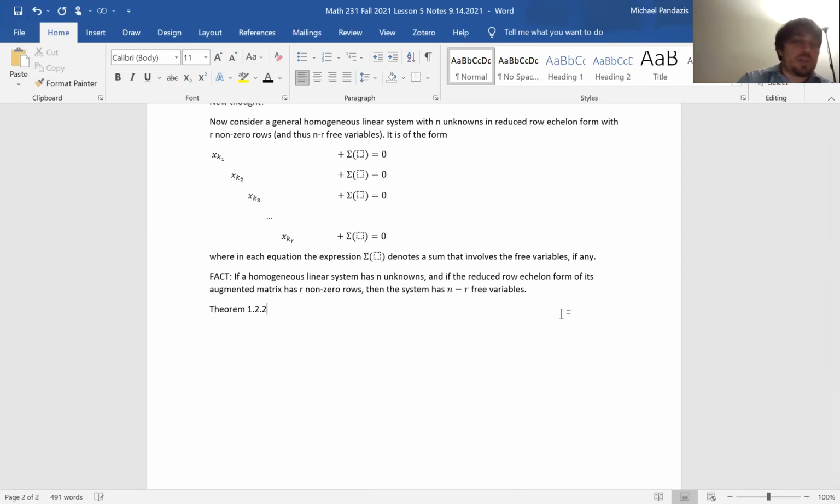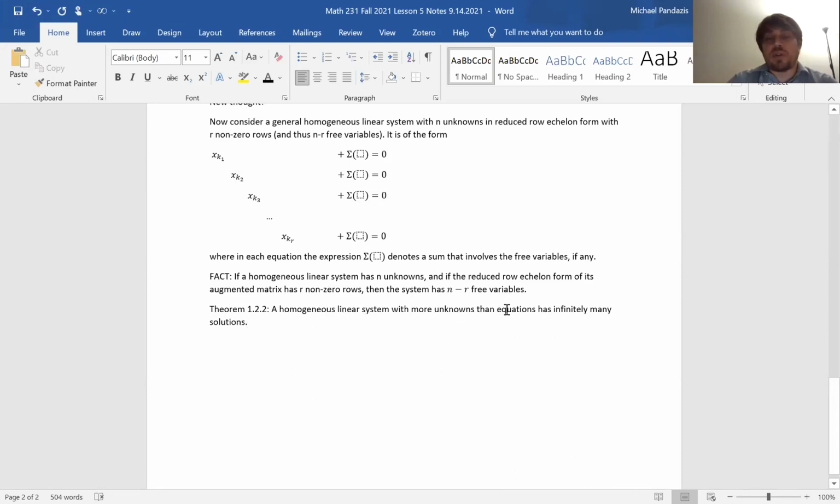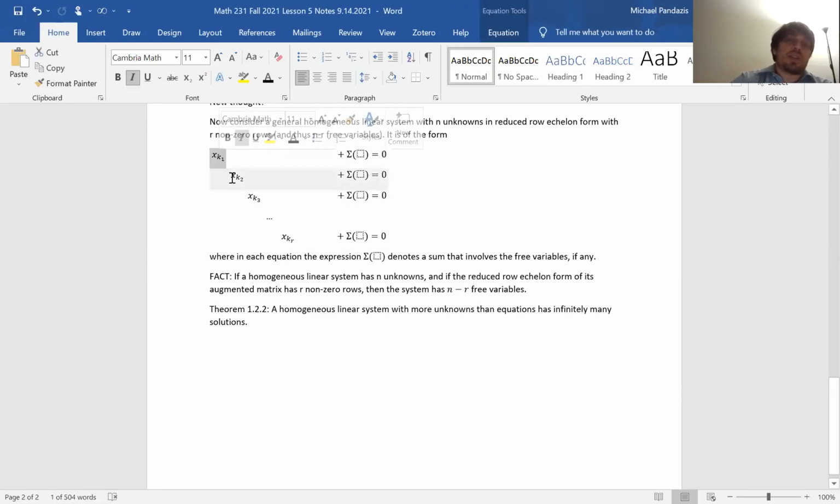Theorem 1.2.2: a homogeneous linear system with more unknowns than equations has infinitely many solutions. Once you have a homogeneous linear system with more unknowns than equations, what that means is that the number of leading variables is at most the number of equations. Each equation can have at most one leading variable, right, corresponding to a leading one in its augmented matrix.